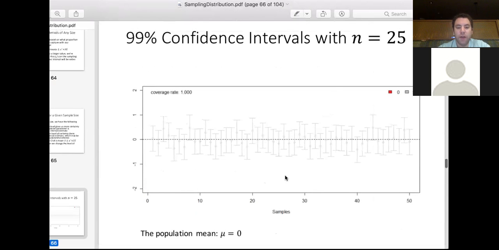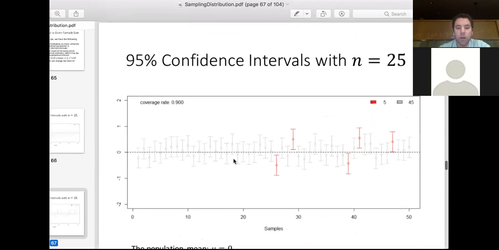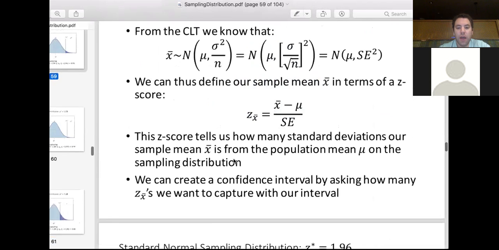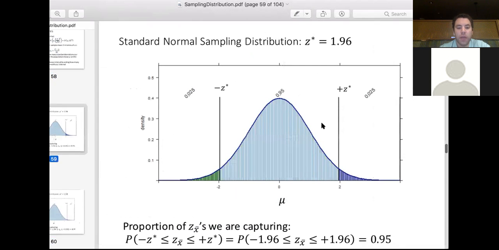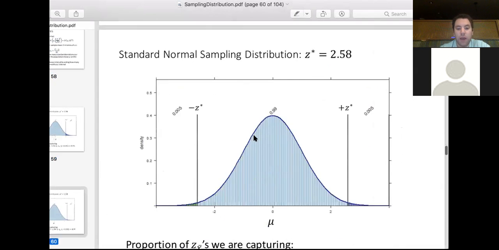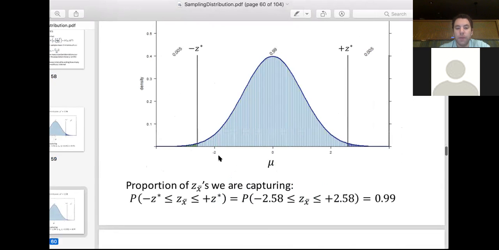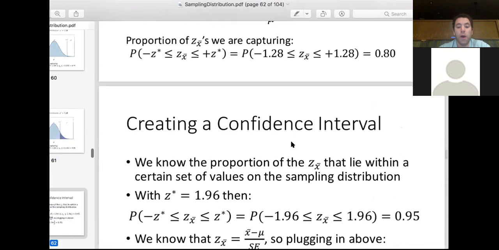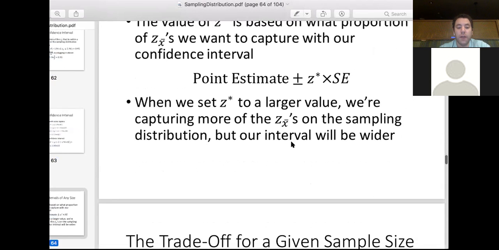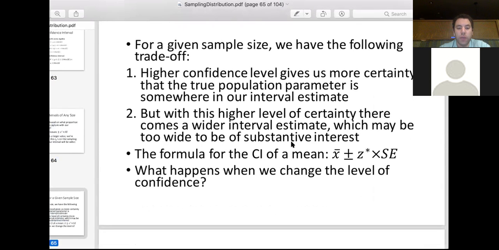So by changing the level of confidence, as you can see here, as we go from a 95% to a 99% confidence interval, we're encompassing more confidence, which means that our confidence interval is going to become wider as we increase our confidence, which will give us more certainty that the true population parameter is somewhere in our interval estimate. But with a higher level of certainty, there comes a wider interval estimate, which may be too wide of substantive interest.